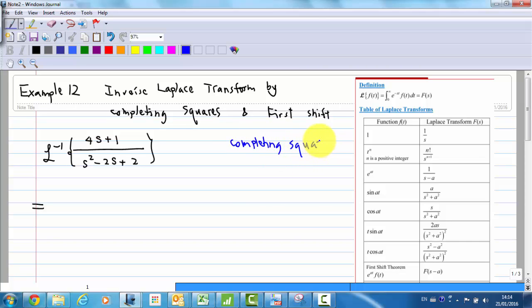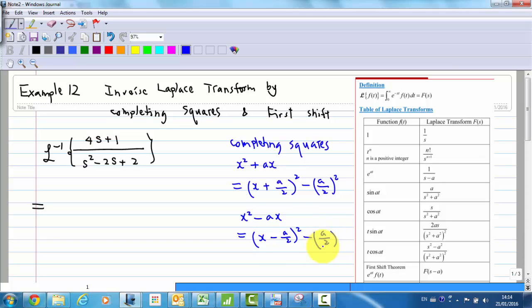And what does completing the square say? We say that x squared plus a times x is equal to (x plus a over 2) squared minus (a over 2) squared. Similarly, x squared minus a times x is equal to (x minus a over 2) squared minus (a over 2) squared. This is completing the square.